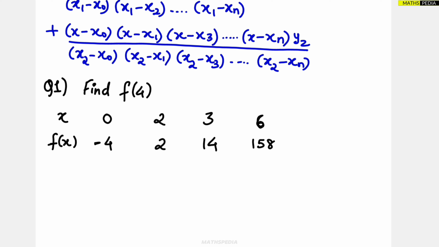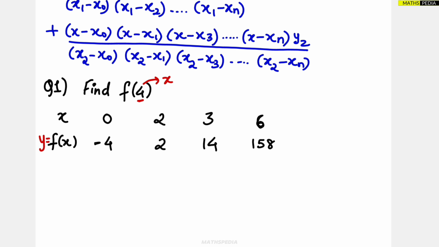So if you observe here, this is the first problem I have taken. Use Lagrange's interpolation formula to find out the f of 4 value. That means at x equal to, this is what f of something means, what is inside is x. At x equal to 4, what will be the y value? That's what they are asking.